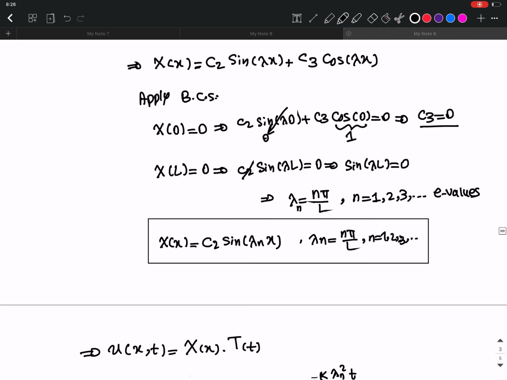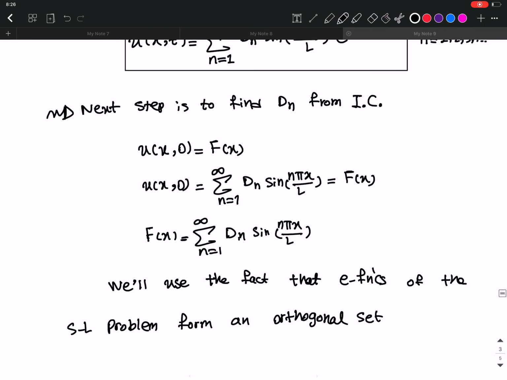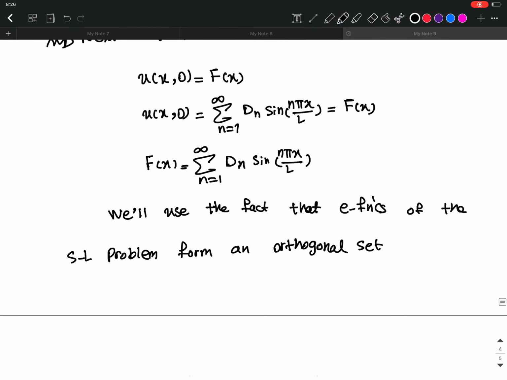So here, these are the solutions for the Sturm-Liouville problem, right? So these are actually the eigenfunctions. This one was the eigenvalue, these lambdas are the eigenvalues, and this is the eigenfunctions, right? So I'm going to use this fact that they all form an orthogonal set.